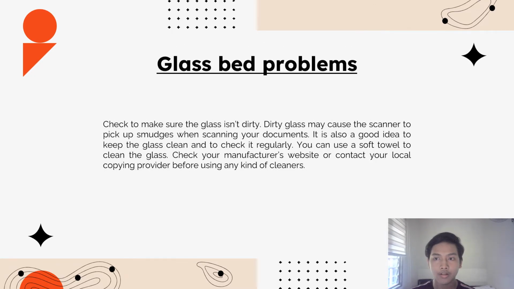And the last one, glass bed problems. Check to make sure the glass is not dirty. Dirty glass may cause the scanner to pick up smudges when scanning your documents. It is also a good idea to keep the glass clean and to check it regularly. You can use a soft towel to clean the glass. Check your manufacturer's website or contact your local copying provider before using any kind of cleaners.